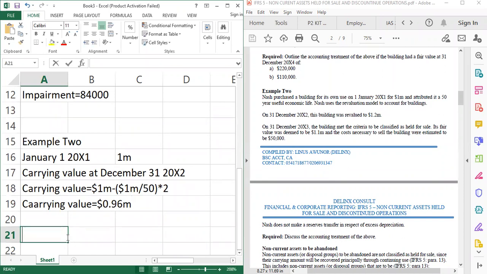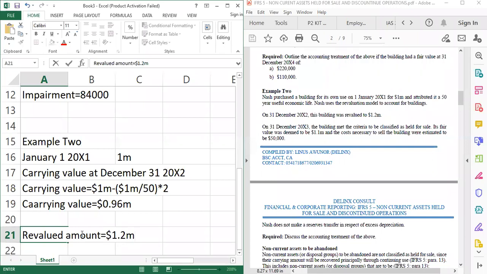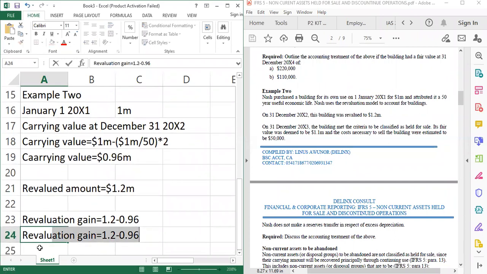What is the revalued amount now? 1.2 million. But what should have been the actual value of the asset as at this date? 0.96. So what is happening? The value has increased, isn't it? Yes. So we have a revaluation gain: 1.2 minus the carrying amount, which is 0.96. How much is that? 240,000. Revaluation gain of 240,000.